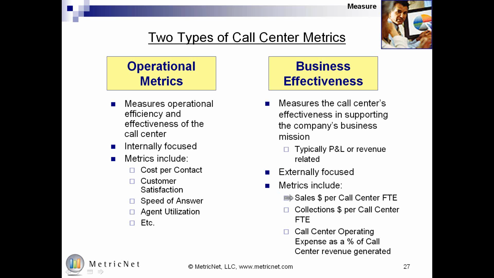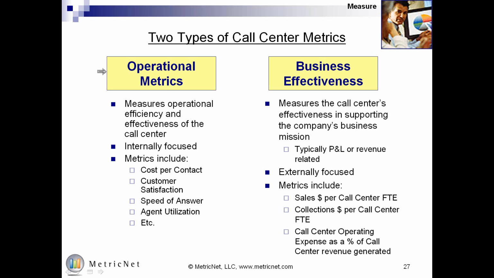Examples would include sales dollars per call center FTE. So if you're in an inbound or outbound sales call center, a common metric would be sales dollars per call center FTE. If you're selling insurance policies, does the average FTE in your call center sell $5,000 worth of insurance product a month or $50,000 worth of insurance product a month? If you're in a collections call center, metrics like the collections dollars per call center FTE. If you're in a call center that is also generating revenue, you could have call center operating expense as a percent of call center revenue generated. These are just some examples.